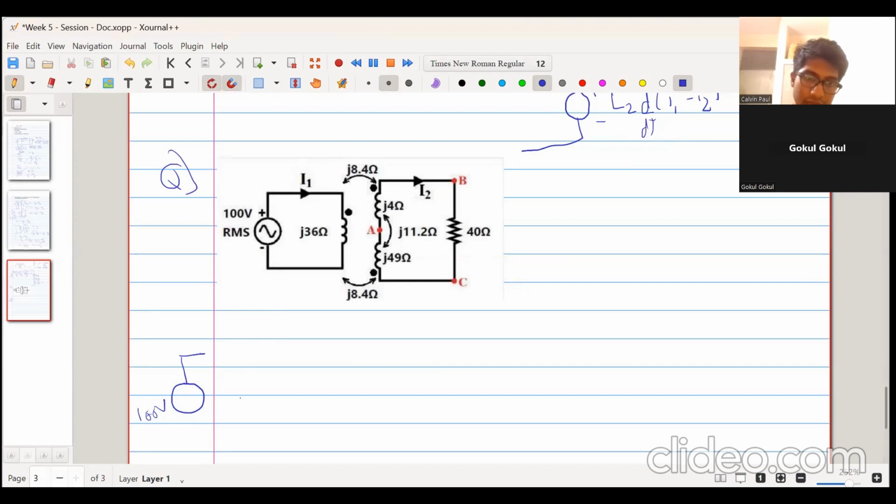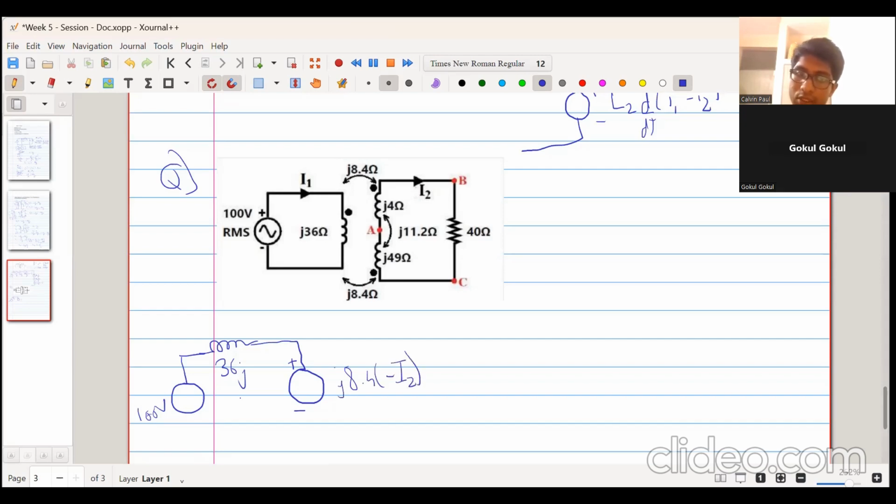Then we have this J36. This is the self-inductance. Now this is the dot terminal. Dot terminal is at the top of the inductor. So we put plus over here, minus over here. Then the coupling, the mutual inductance, is given by J into 8.4. For this one, at this dot, current is flowing out of the dot. That's why this will be equal to J into 8.4 into minus I2.